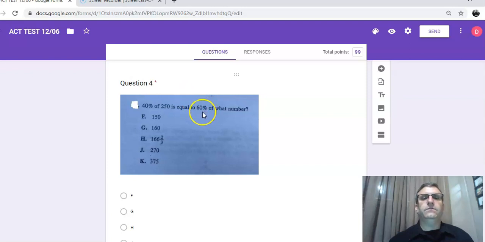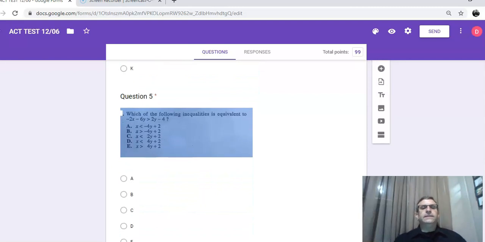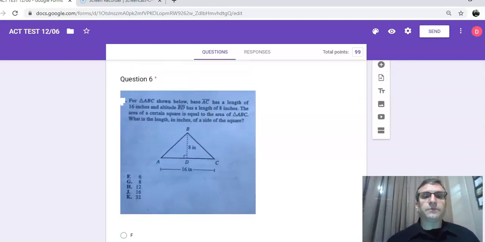Then what do you do with that 60% to find the number you're looking for? This one is very similar: moving your y's to one side, x's to the other, and solving. Don't forget, when you divide or multiply both sides by a negative, you're going to need to flip the sign.